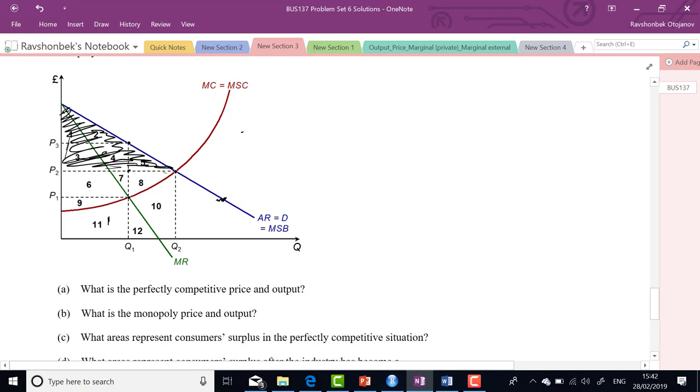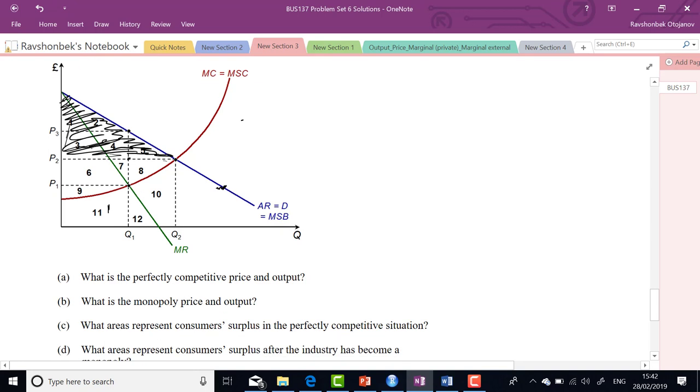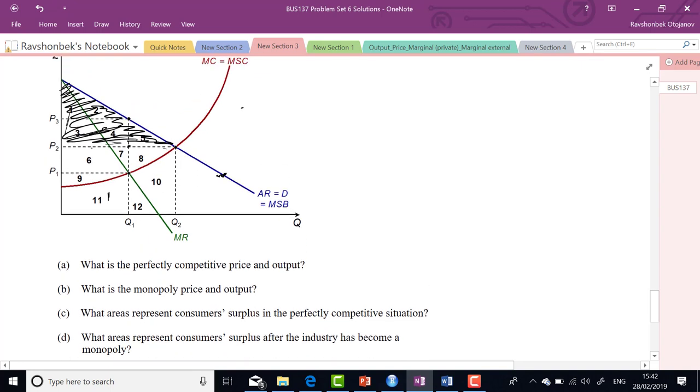Okay, let's move on to the next one. It's a competitive case here, right? What area represents consumer surplus after the industry has become a monopoly? So assume that one company is now dominating by buying up all the other companies, merging with them or acquiring them. So what do you think, guys? Anyone?